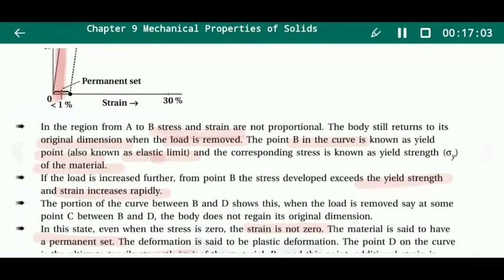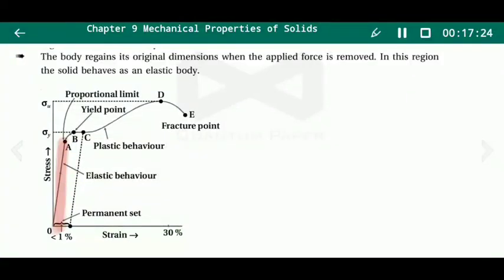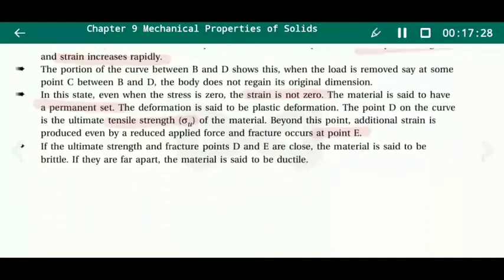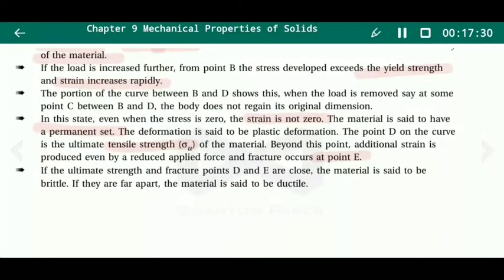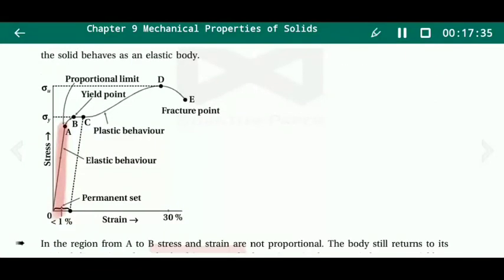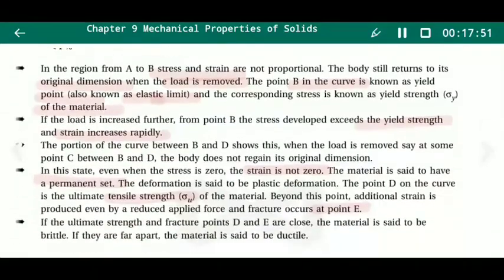Okay. So from the figure we can see clearly the plastic behavior between the points C and D. At point D is sigma U, which is nothing but the tensile strength. Okay. And point E is the fracture point. When we apply more force, the body doesn't regain its original state. Okay. So it will break. And that breaking point is the fracture point.